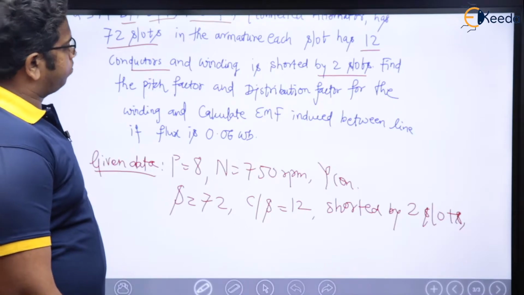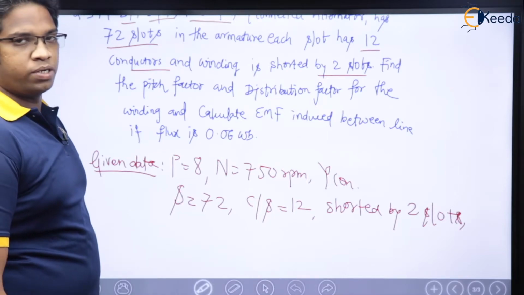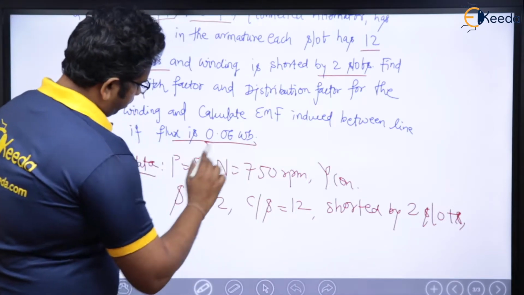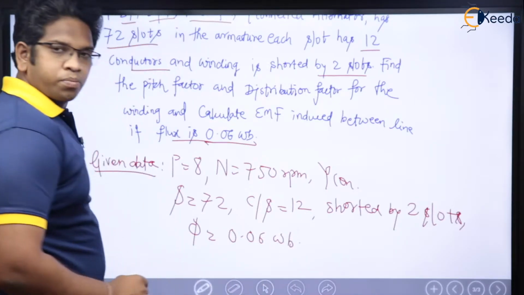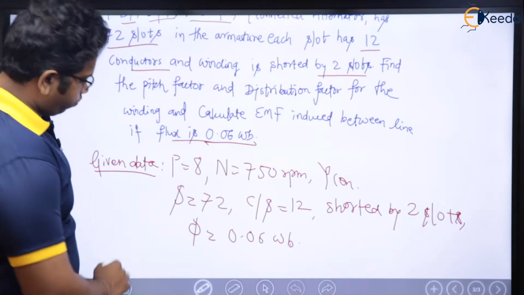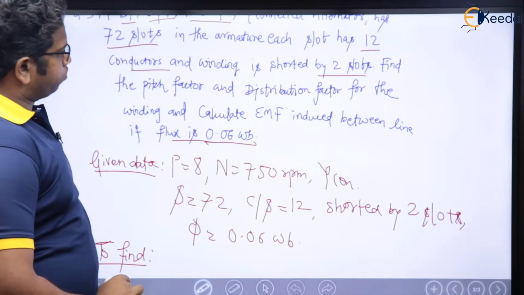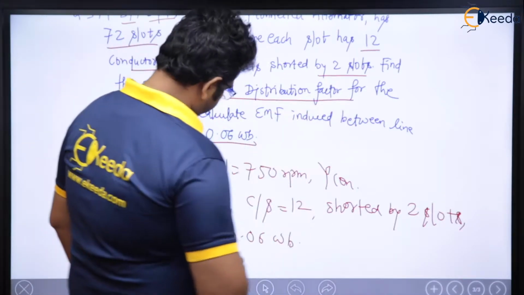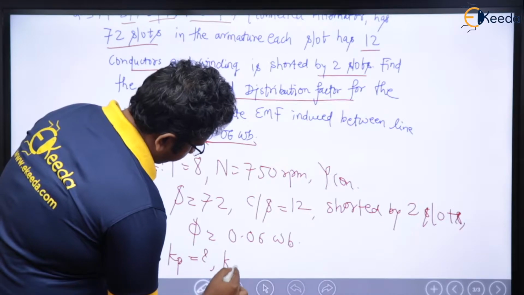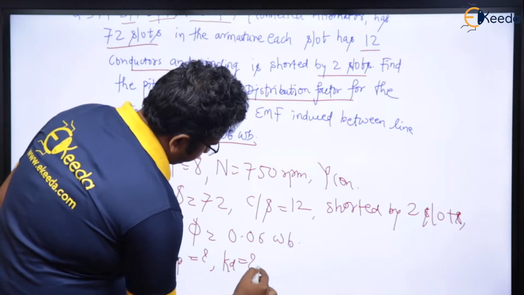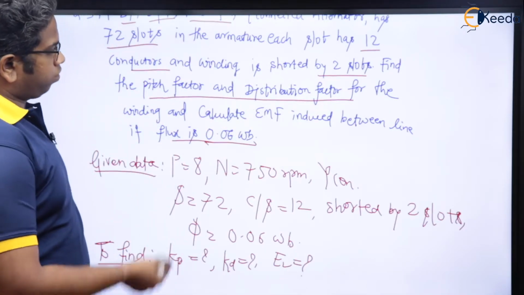Find the pitch factor and distribution factor for the winding and calculate the EMF induced between lines if flux is 0.06 Weber. So flux is also given, right? Flux phi is going to be 0.06 Weber. Now, what are they asking us to find? Pitch factor and distribution factor, means KP, then KD, and they are asking E line, right?